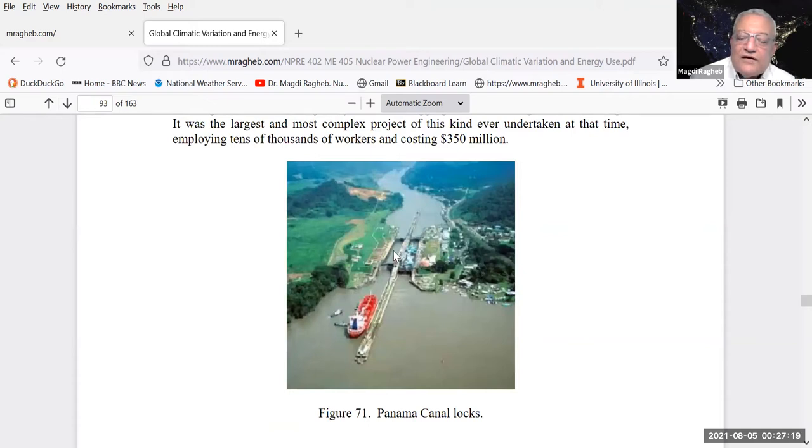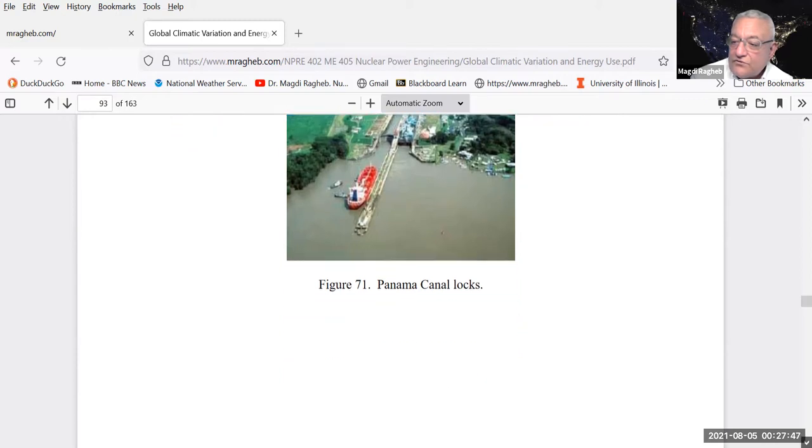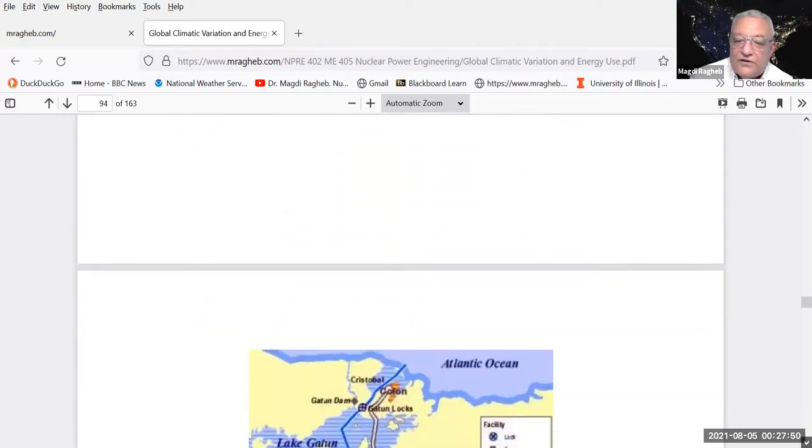Ships come from one side, they are placed in a lock, the water level in the lock is raised. You can check this over the summer at Sault Ste. Marie, between Michigan and Wisconsin. The ships are raised into a waterway that goes to a lake, Lake Gatun, and then they're lowered on the other side. So it is not a sea level canal. If you want to connect the Atlantic Ocean to the Pacific Ocean, we need a sea level canal.